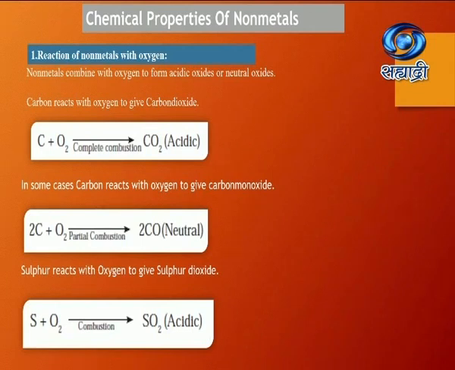Chemical properties of nonmetals. Reactions of nonmetals with oxygen. Nonmetals combine with oxygen to form acidic oxides or neutral oxides. Carbon reacts with oxygen to give carbon dioxide. Reaction: C plus O2 gives CO2, which is acidic in nature. In some cases, carbon reacts to give carbon monoxide. Reaction: 2C plus O2 gives 2CO, that is neutral.